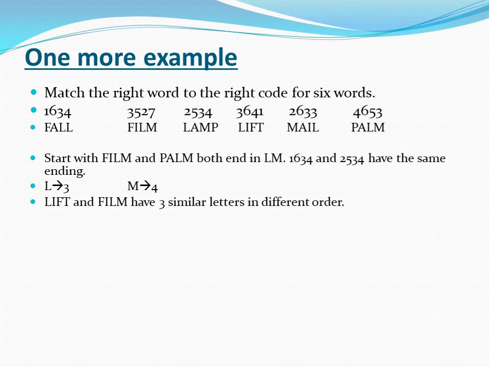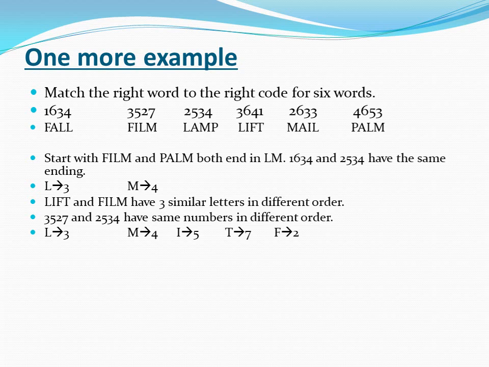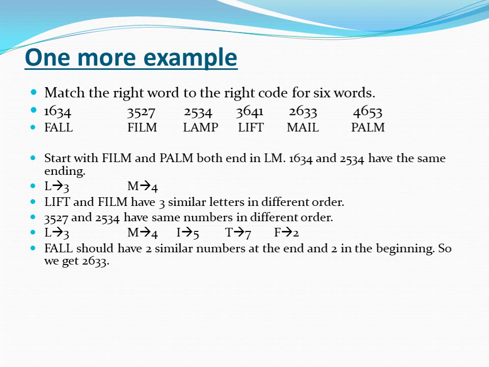Also, lift and film have three similar letters but in different order. So the two number codes with three similar digits are 3527 and 2534. So using this, you can tell L is 3, M is 4, I is 5, T is 7, F is 2. Now look at the word fall. You know F is 2 and you need to look at a number code which has two similar digits at the end. So something that starts with 2 and ends with two similar digits, you get 2633. So from this one, you can tell A is 6.